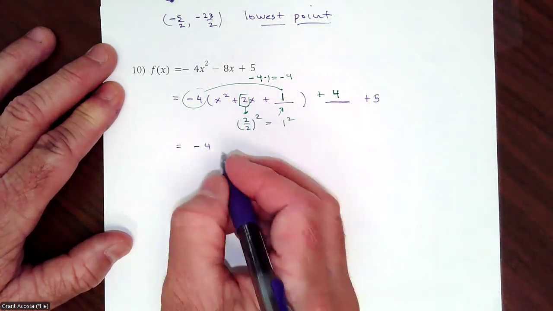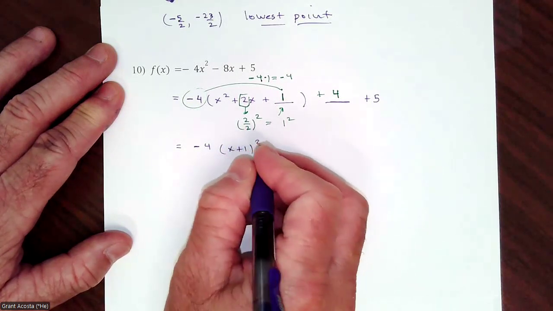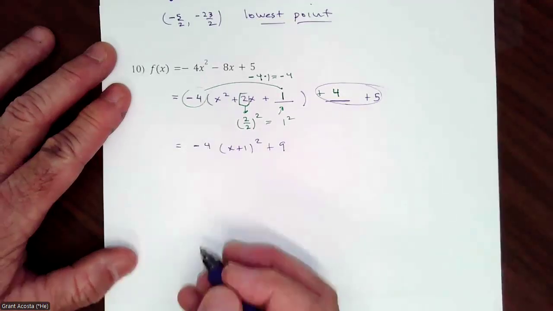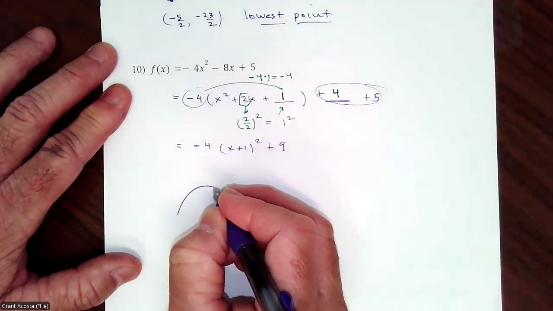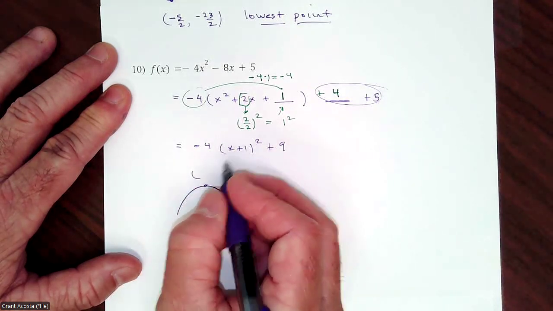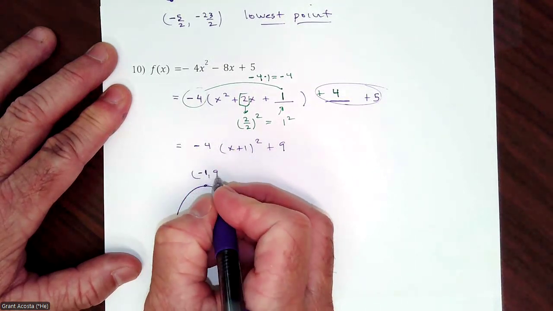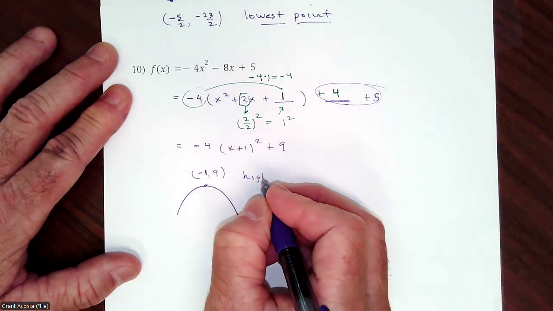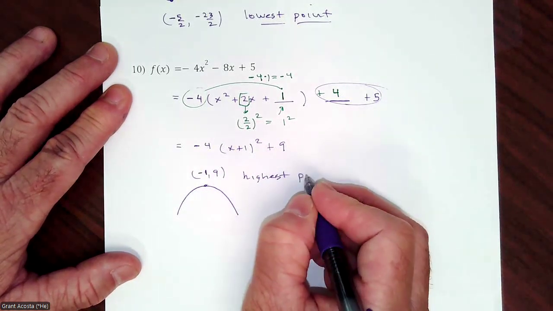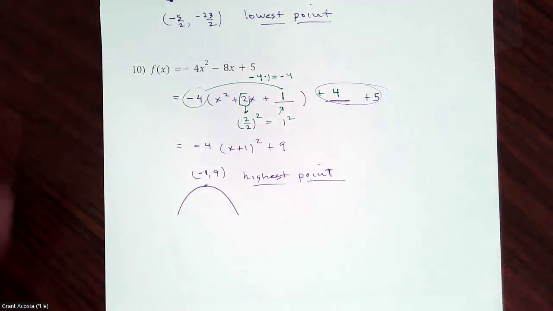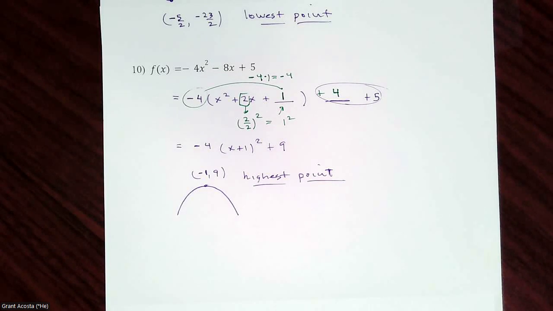X squared plus 2x plus 1 is x plus 1 squared. 4 plus 5 is plus 9. Downward facing parabola because of the negative. Vertex is negative 1, positive 9, which would be the highest point. Okay, told you this was a long video.